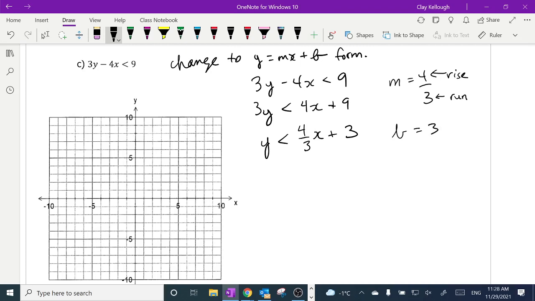So at 3, I put a dot, and then I go up 4 and over 3. Up 1, 2, 3, 4, and over 1, 2, 3. There's my next dot. And then from there, what kind of a line do I want? Dashed, because there's no equals on this. So I'm going to make a dashed line.